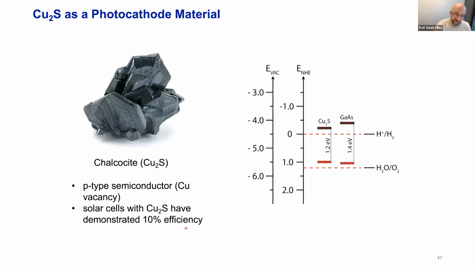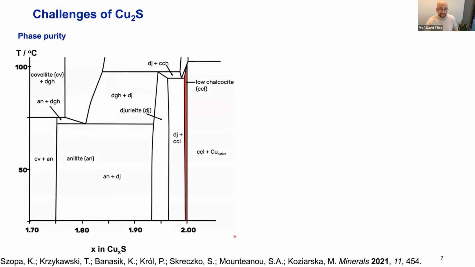And so 10% efficient solar cells have been made in the past, but it was eventually abandoned due to stability issues also in the solid state. And we thought we could address these stability issues, and so we dared to jump into this field. So just very briefly, the main challenge with this is phase purity. So it can tolerate a huge deficiency of copper, and we're aiming for this very narrow red band here where we can get really stoichiometric copper to sulfide.